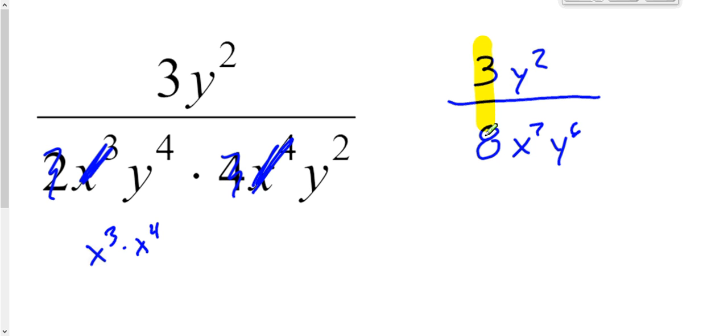Now we get the two sides to talk to each other. 3 and 8 do not share anything in common. They're going to stay exactly as they are.